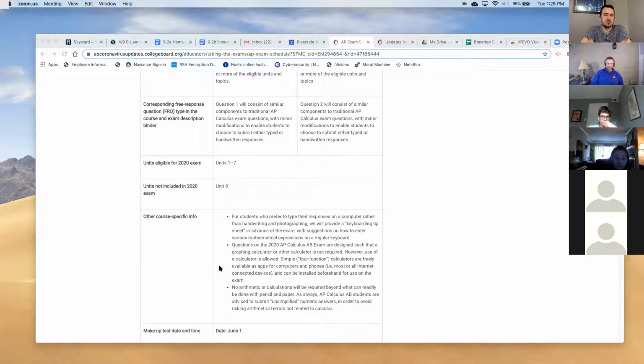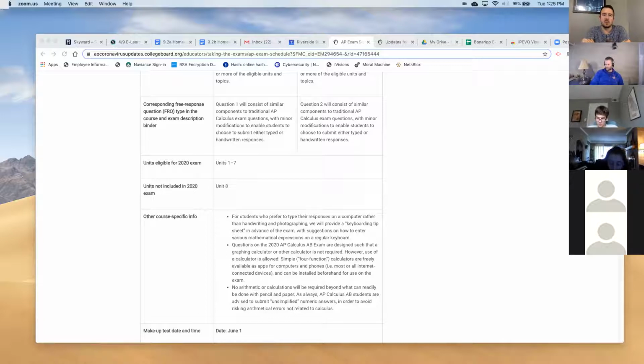All right. No arithmetic or calculations will be required beyond what can readily be done with a pencil and paper. Okay, so it's important that you remember you're not even going to have to simplify any of those, right? AP Calculus AB students are advised to submit unsimplified numeric answers in order to avoid risking arithmetical errors not related to calculus, but also not related to like the time that you're actually going to spend. You don't want to spend that extra time doing that work. Okay. Any questions?